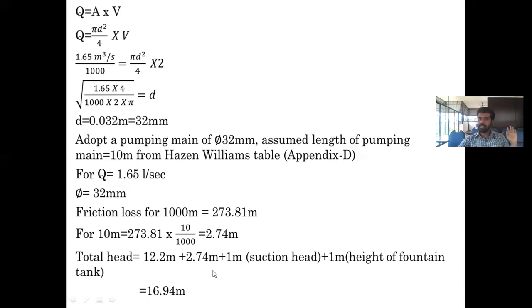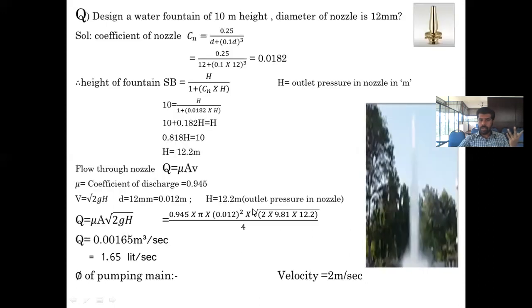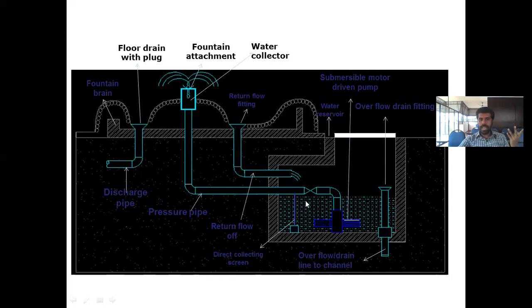That's all. That's the difference. So here we have 1 meter as the suction head. Why have we taken 1 meter as the suction head? Because instead of a borewell, we have used only a small tank. Its height is only 1 meter. We assumed 1 meter as the height.